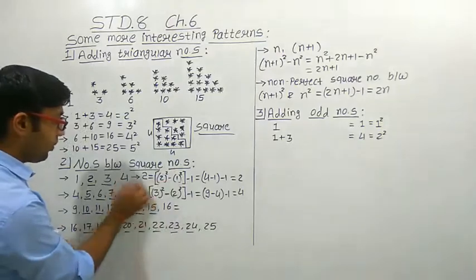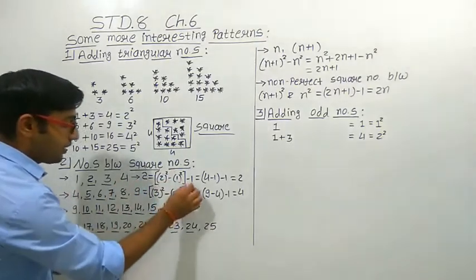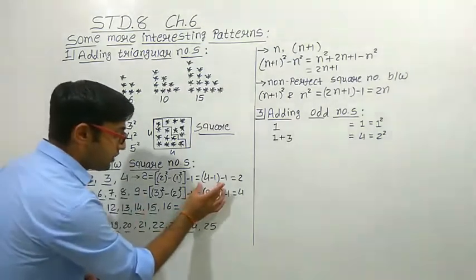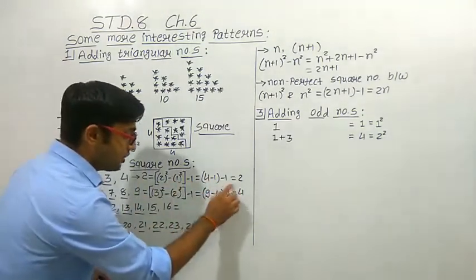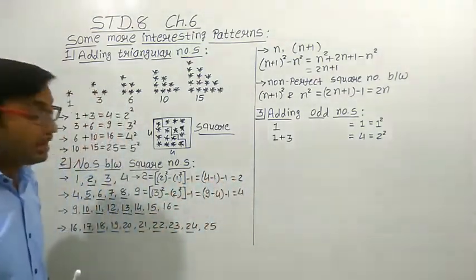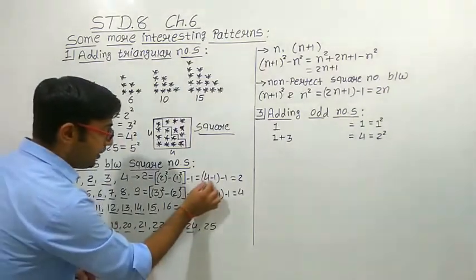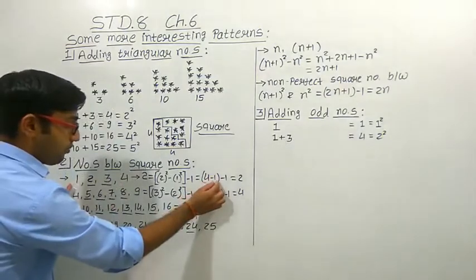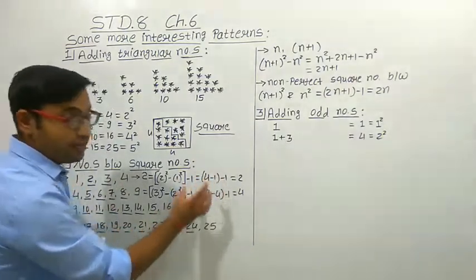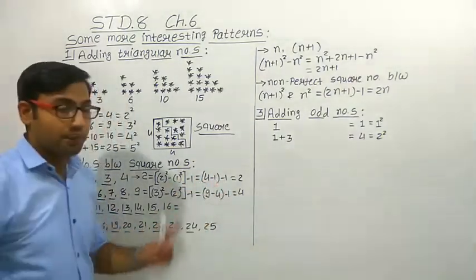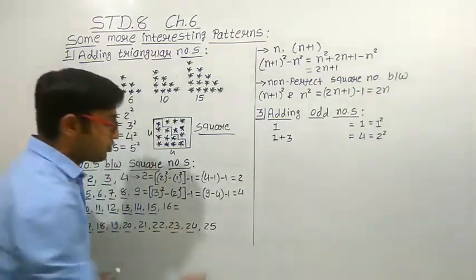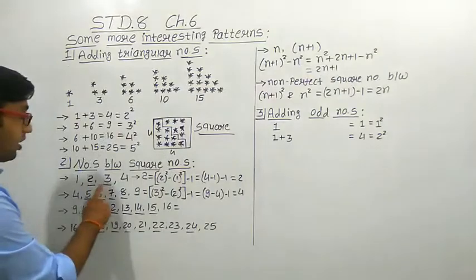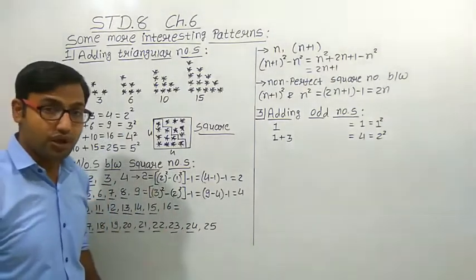And 2 square is 4, 1 square is 1. 4 minus 1. Again we have to subtract 1. So 4 minus 1 is what? 3. 3 minus 1 is what? 2. So what do we use here? We use this perfect square number, subtract the other perfect square number, and whatever result we get, again we have to subtract 1 from that, so that whatever we get will be the numbers that are not perfect square numbers.